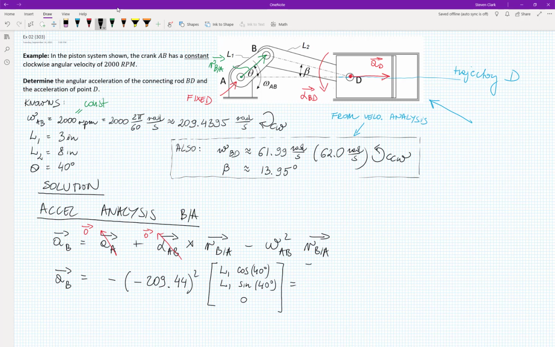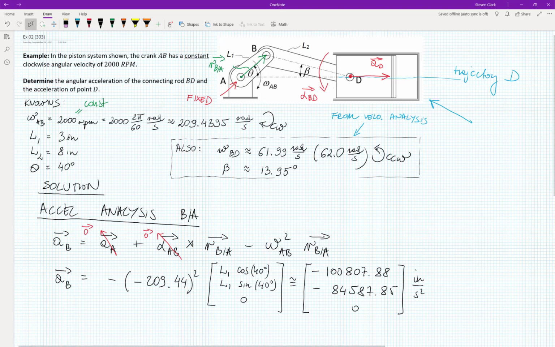Okay, guys, grab your calculators and obtain that our AB is the following. It's approximately minus 100,807.88 and minus 84,587.850 inches per second squared. I will solve that problem in inches, okay? If you want to solve it in feet, just divide these two values by 12. You will have them expressed in feet.